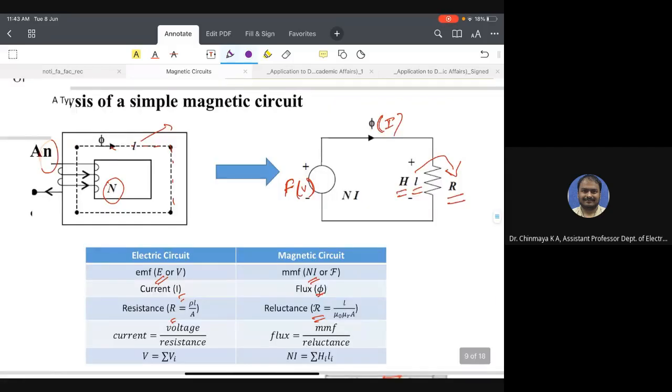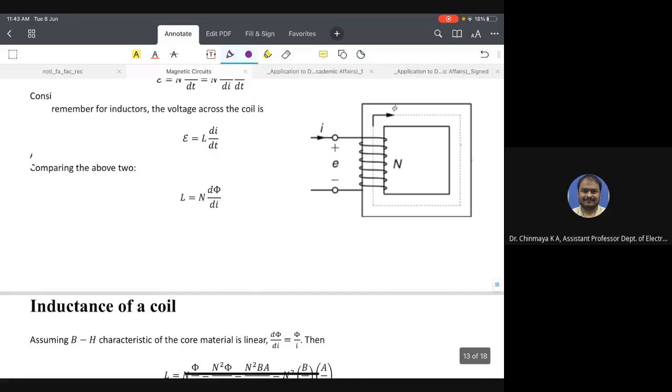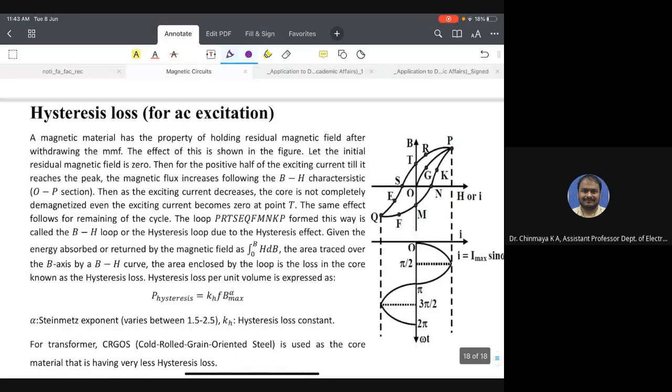Let us see what the BH loop is. As you can see here, this is a loop. For example, we are increasing H or I. In the beginning, it will increase like this, up to the points G and P. At this point, it will be saturated. That means there will be no more flux lines even if you increase H or I.